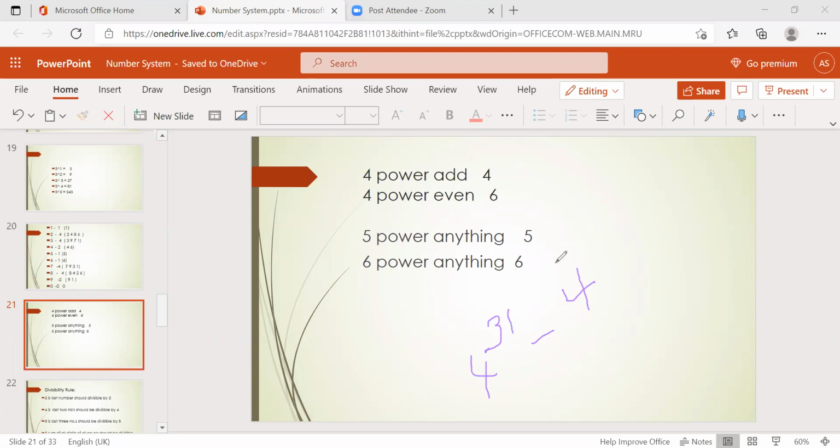And 4 power any even number will get 6 only. And 5 for anything is 5, and 6 for anything is 6. So remember these two. It's very, very important, right? Clear. Now we'll solve some problems, then we can complete the concept in a very clear manner.